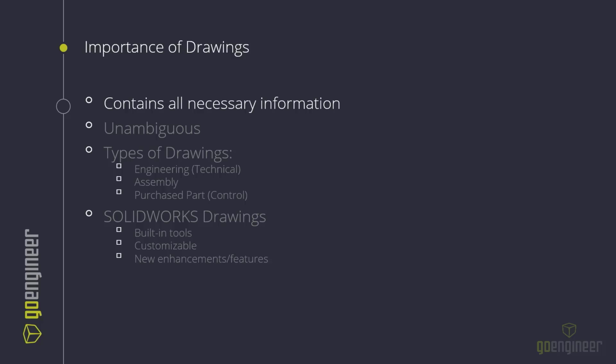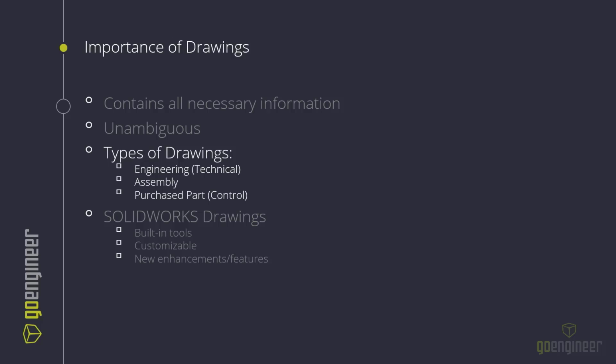It needs to contain all the necessary information for the recipient to make that part, whether it be a purchase part drawing you're sending to a vendor. They do not need to have to ask you any questions or any room for interpretation. It needs to be unambiguous, no errors, no unneeded information in the drawing.